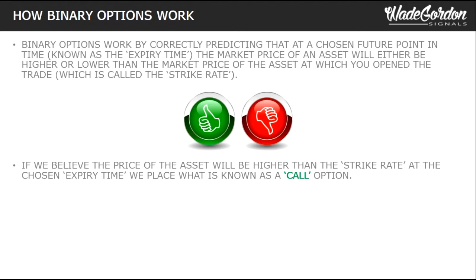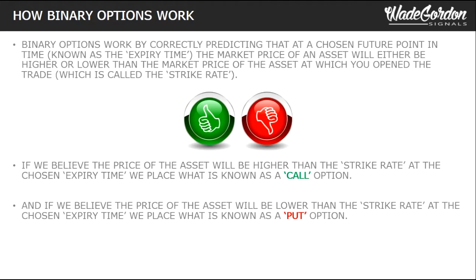If we believe the price of the asset will be higher than the strike rate at the chosen expiry time, we place what is known as a call option. And if we believe the price of the asset will be lower than the strike rate at the chosen expiry time, we place what is known as a put option. These are the terms used in binary options trading.